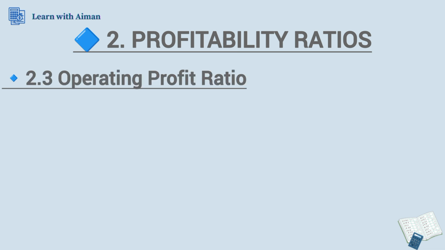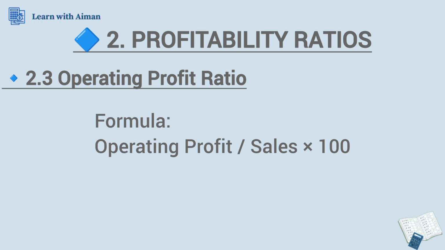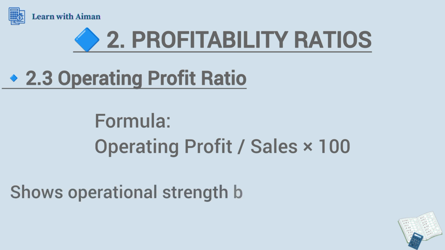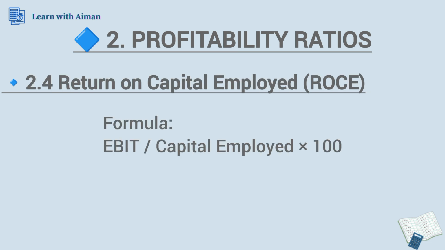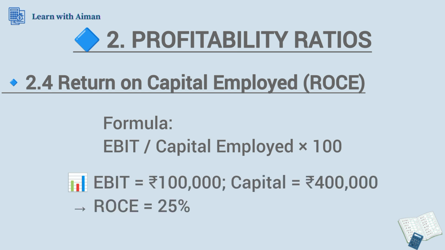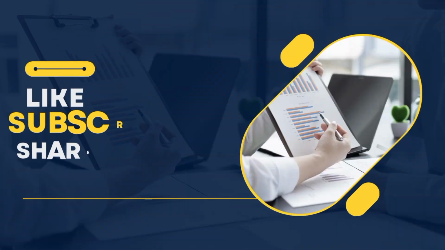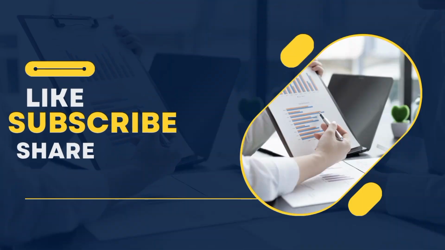So let's have a look at our operating profit ratio. We have the formula of operating profit over sales multiplied by 100. It shows operational strength before interest and taxes. Return on capital employed. We have the formula of EBIT over capital employed multiplied by 100. EBIT equals 100,000 and capital employed equals 400,000. So we have our return on capital employed equal to 25%. It measures how well capital generates returns.